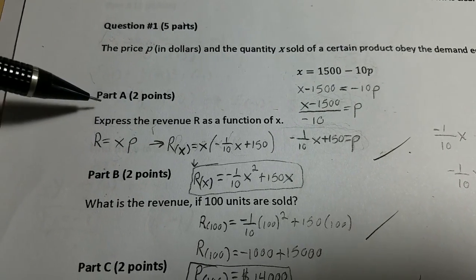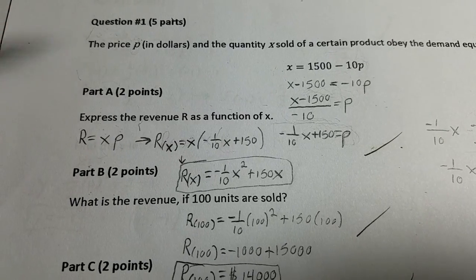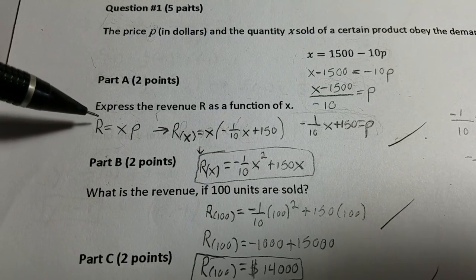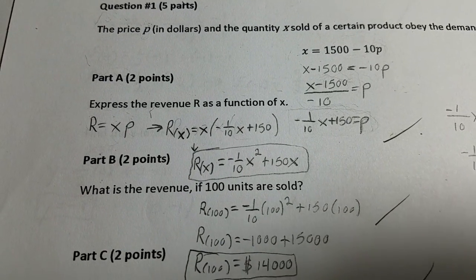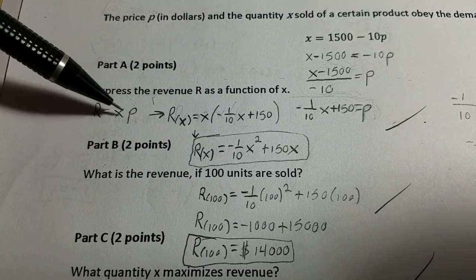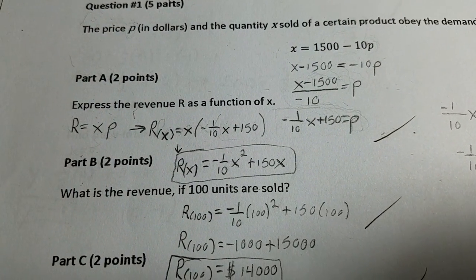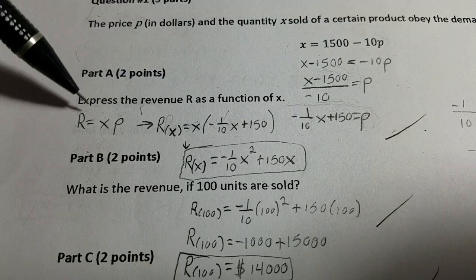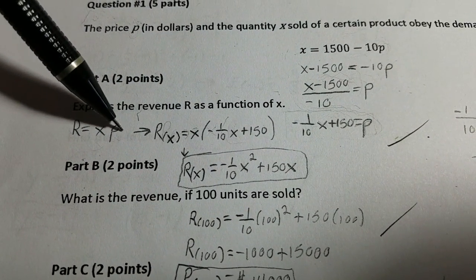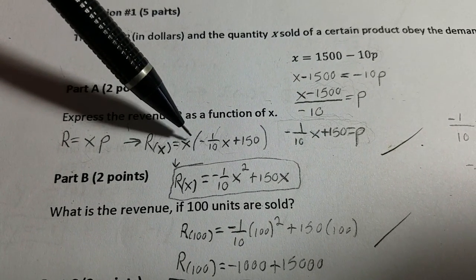Now, part A, it says express the revenue R as a function of X. That means that you should know by now this formula. This is a formula that we just covered in class. R equals X times P. We don't know R yet, and we don't know X, but we definitely know P because we just solved for P a few seconds ago. So you're gonna have to rewrite it since it says here R as a function of X. You're gonna rewrite this formula in these terms: R sub X equals X times P.